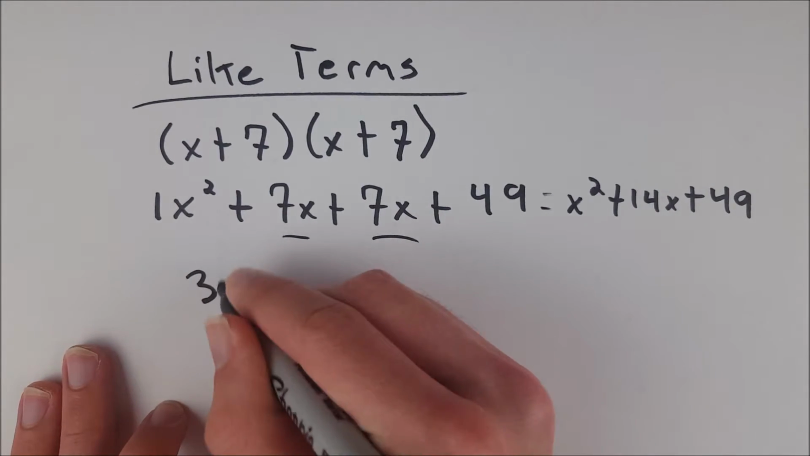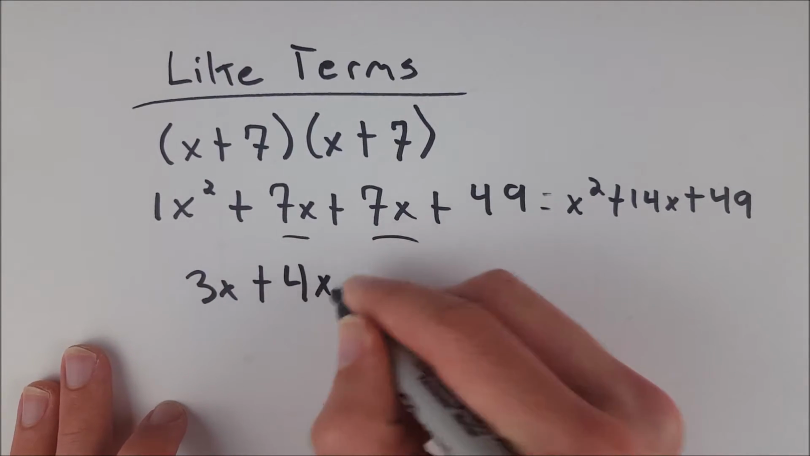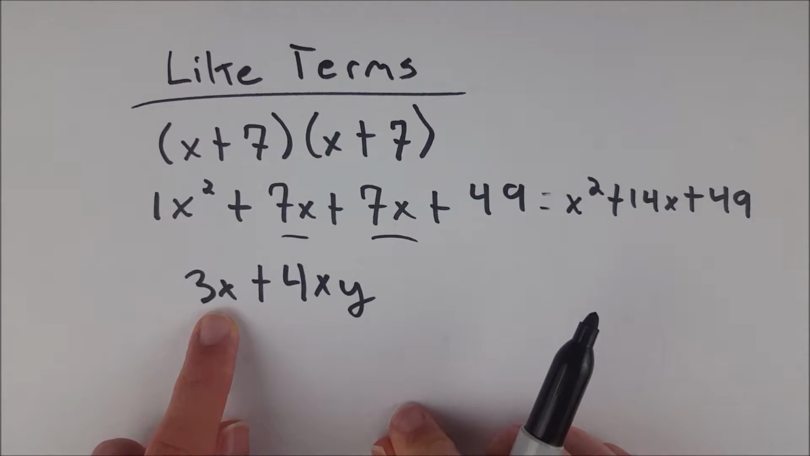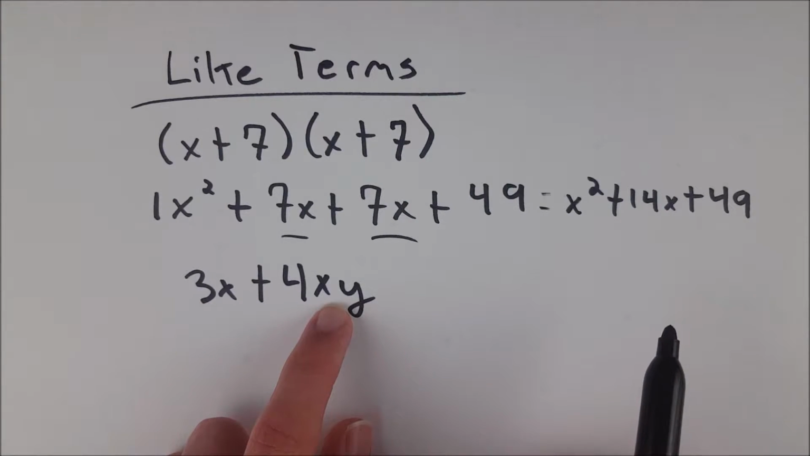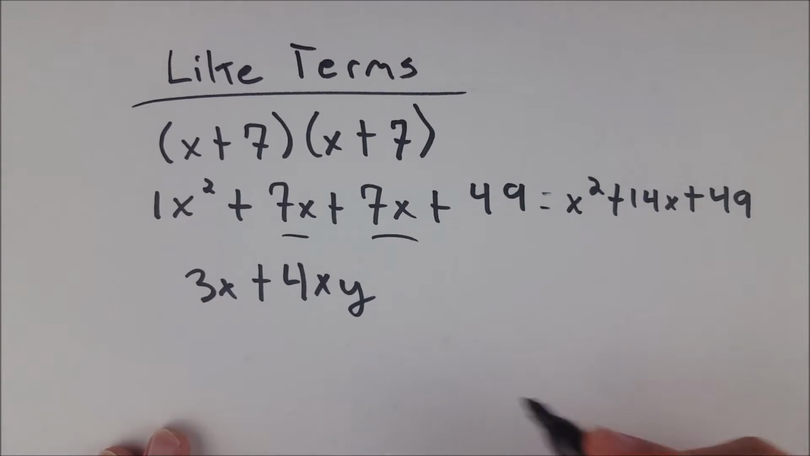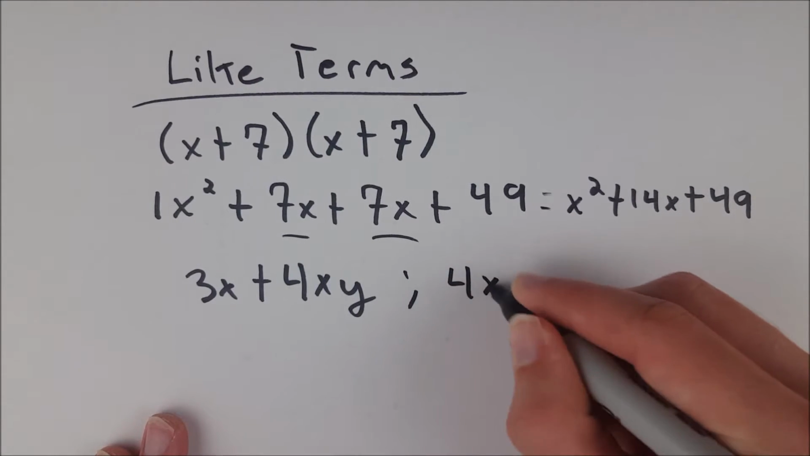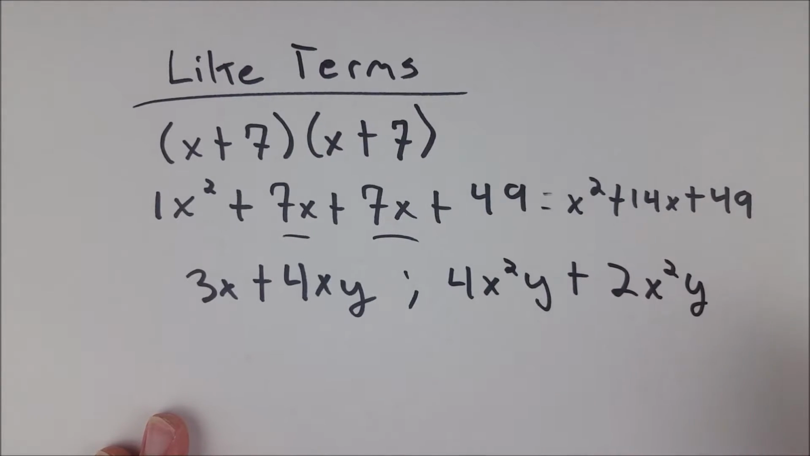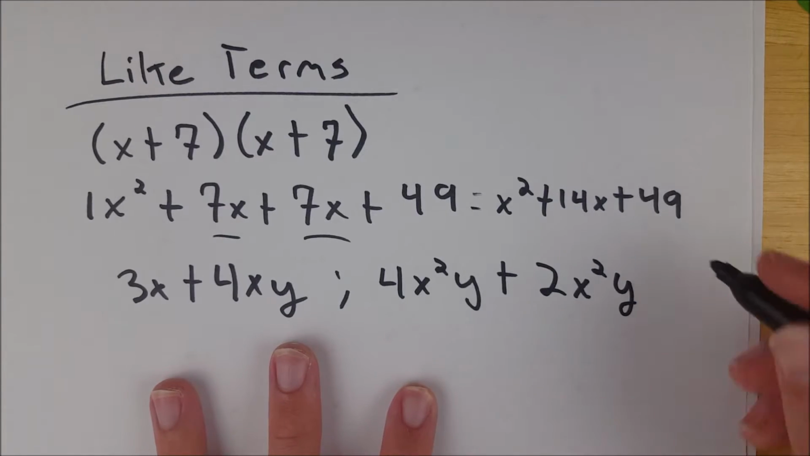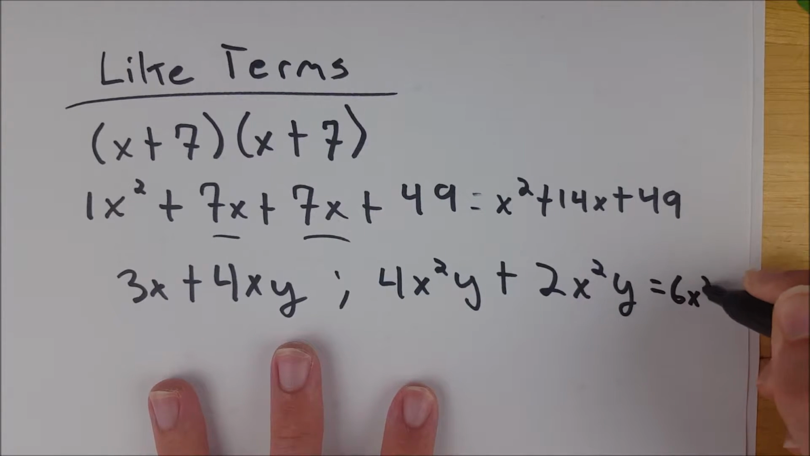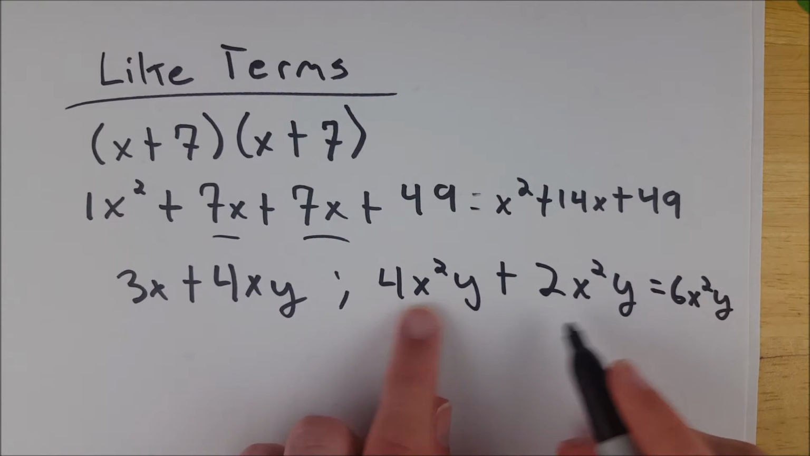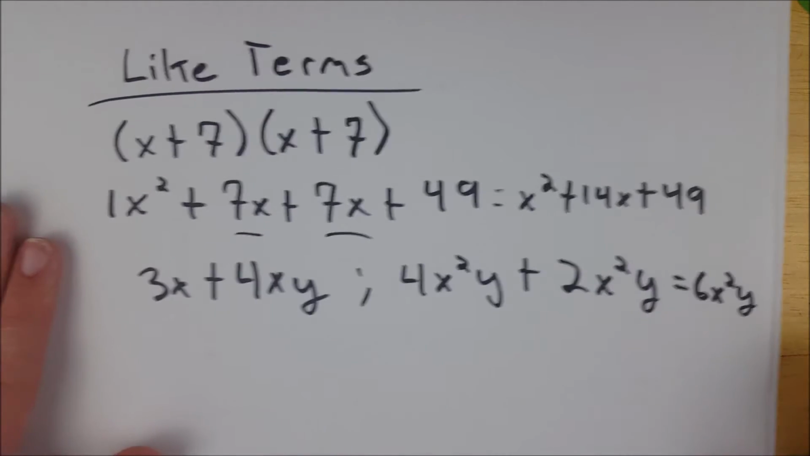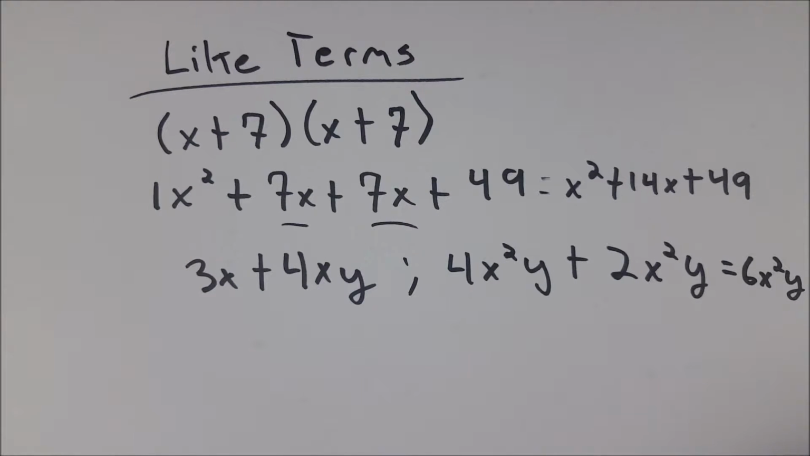So you would not add 3x to 4xy, right? You would have to leave it like that. This is in its most simplified form because this variable coefficient x is not equal to this variable coefficient of xy. But if you had something like 4x squared y plus 2x squared y, then you could simplify this to 6x squared y, because 4 and 2 have the same exact variable coefficient. That's x squared y. Doesn't matter how long or big the variable coefficient is, as long as it's the same.